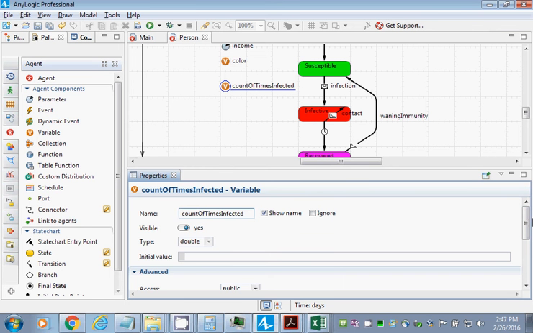Okay, so ladies and gentlemen, we have a variable. What sort of variable is this? Indeed, population.